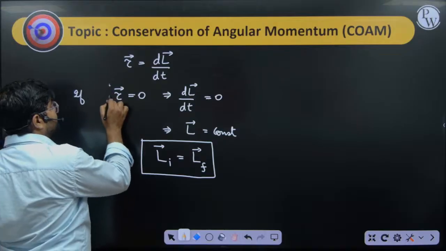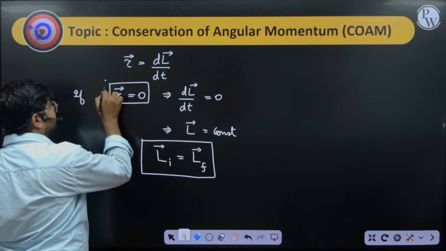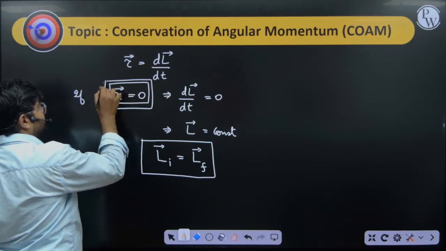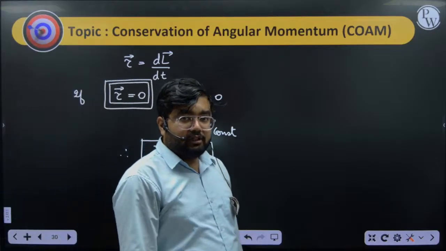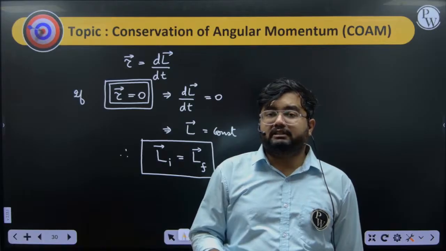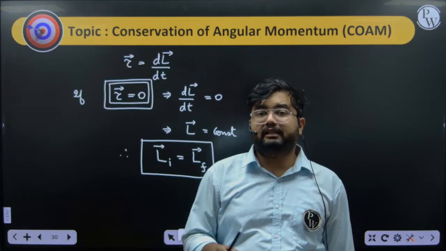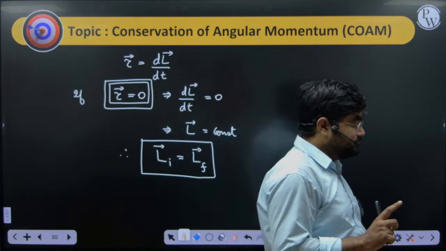It applies only if torque is zero about the same axis. So if torque is zero, angular momentum is conserved. If force is zero, linear momentum is conserved.